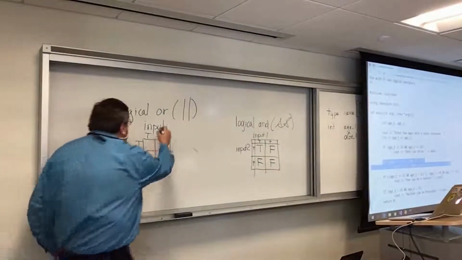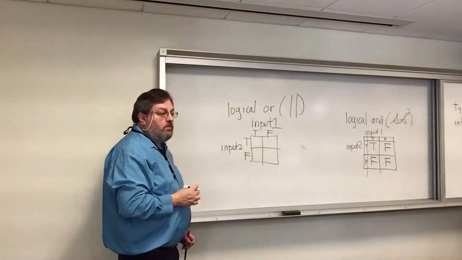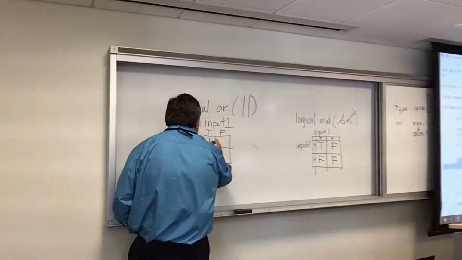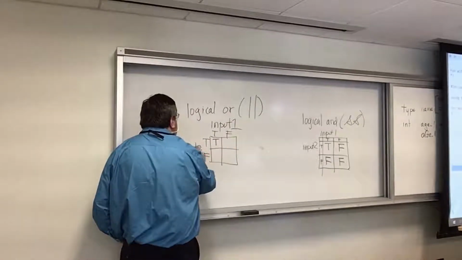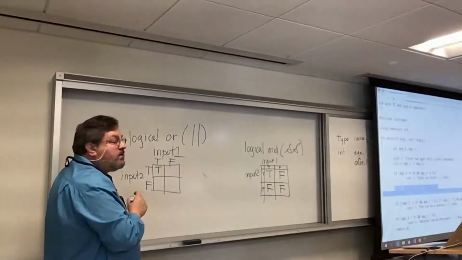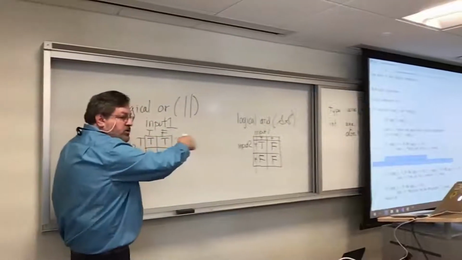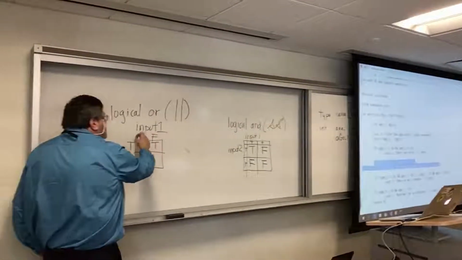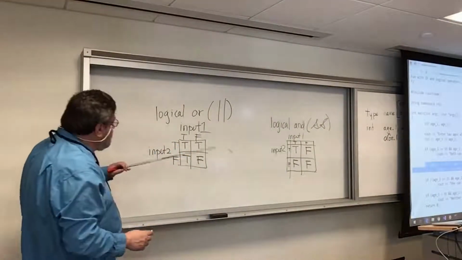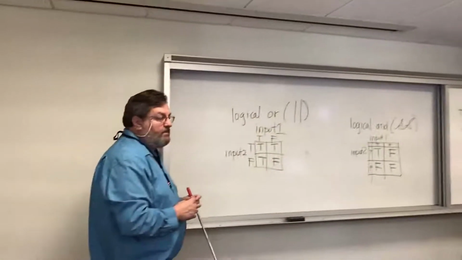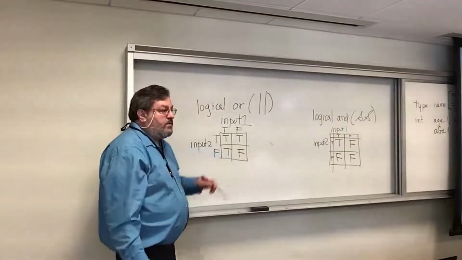If input 1 is true and input 2 is true, what do you think the result is? True. If input 1 is false and input 2 is true, what do you think the result is? True, that's right. And in fact, the flip of the logical AND is going on here. If any of the inputs are true, the output is true. The output is false only if both inputs are false. So it's very nicely the mirror, the flip of AND.